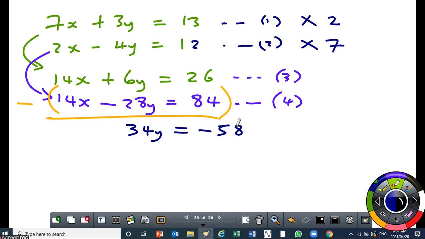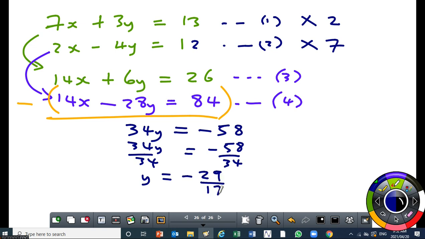Are you following? Please don't come out of this lesson and say, but I didn't understand what he did there. Ask now whilst we're still here. Alright, now we can solve for y. Divide both sides by 34. So we'll get y equal to, and I can simplify this to its simplest form, that will be minus 29 over 17. So that's the value of y.